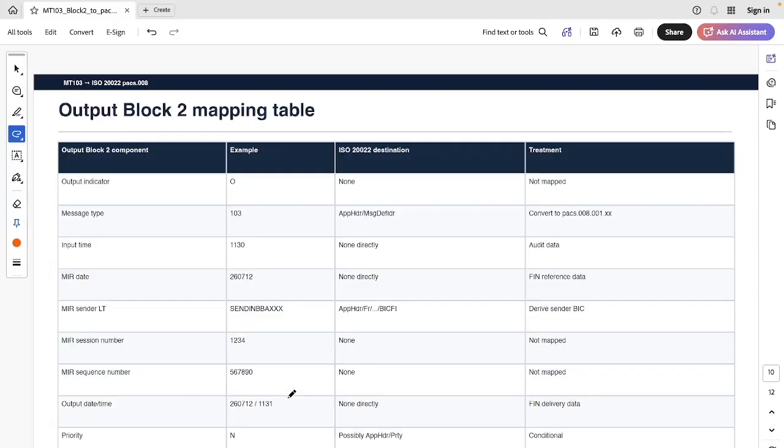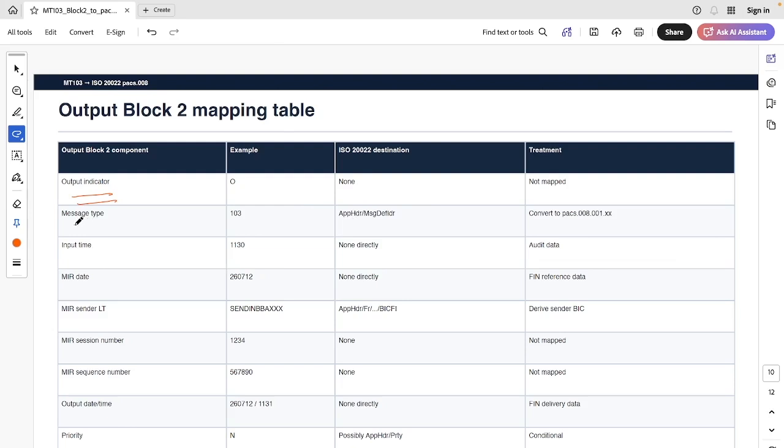Okay, now let us examine how the output block 2 components should be treated in an ISO 20022 conversion. The first component is the output indicator O. There is no direct pacs.008 field for this value, like we have seen for input I. It simply means that Swift is delivering the FIN message to a receiving institution. Therefore, it should normally remain in the transport metadata.